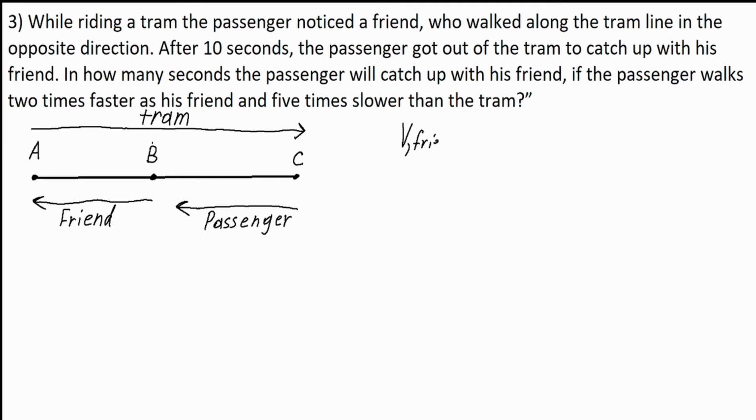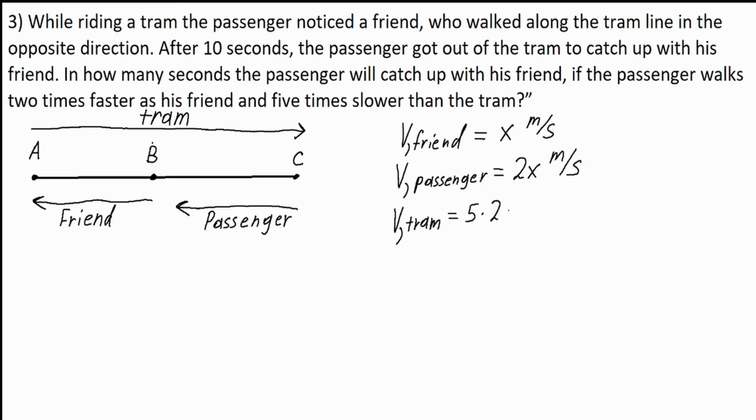So let's assume the speed of the friend will be x meters per second. From this statement, we can say that the speed of the passenger will be 2x meters per second, because the problem says that the speed of the passenger is 2 times greater than the speed of his friend. And we know that the speed of the tram is 5 times greater than the speed of the passenger, so this will be 2x times 5, and the speed of the tram will be 10x meters per second.